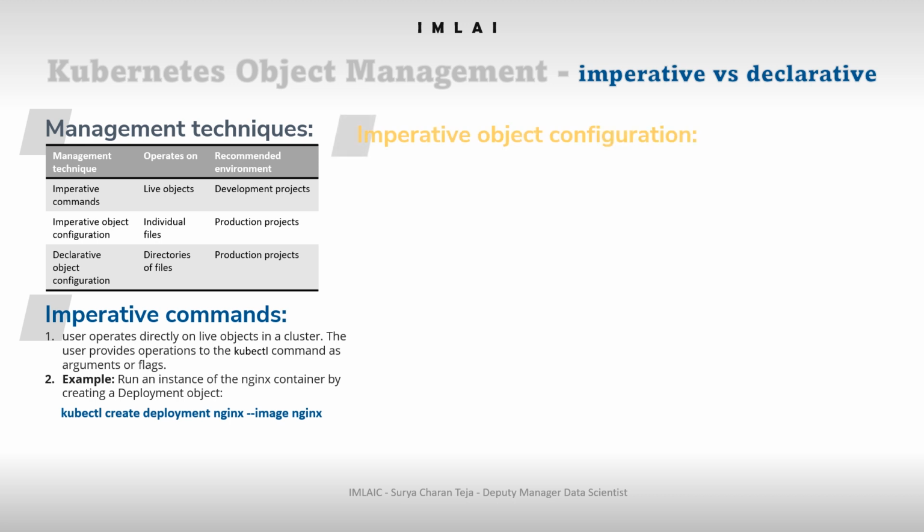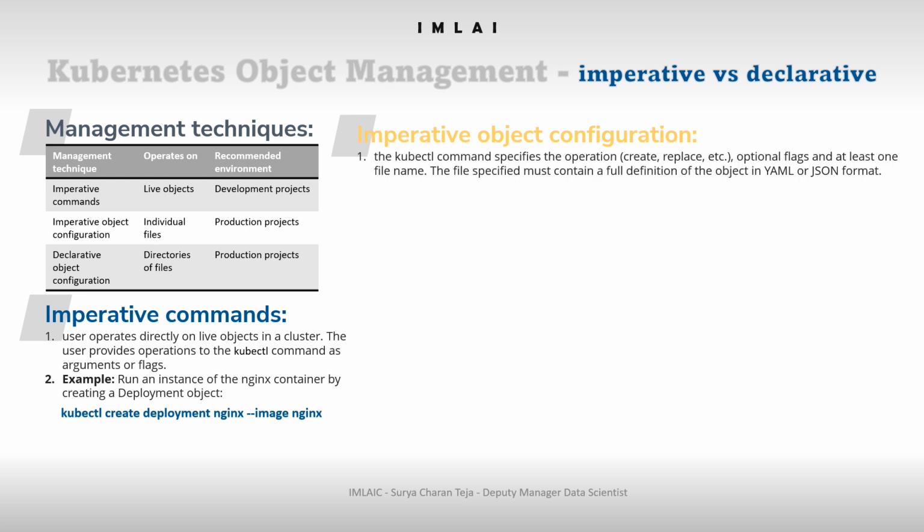Next, imperative object configuration. In imperative object configuration, the kubectl command specifies the operations such as create, replace, etc. Optional flags and at least one file name can also be used. The file specified must contain a full definition of the object in YAML or JSON format.